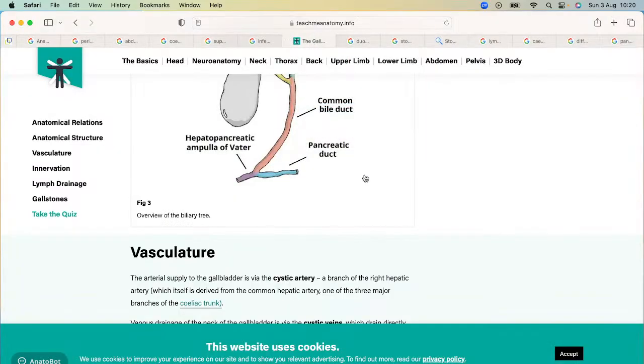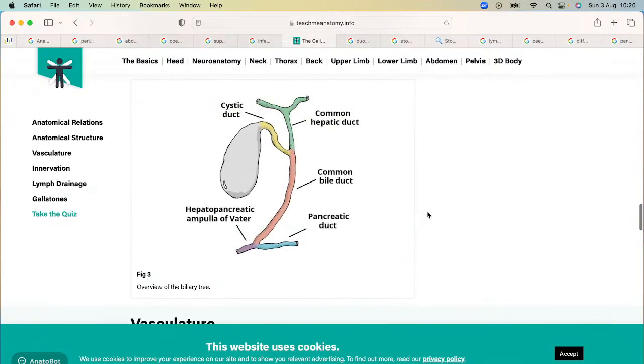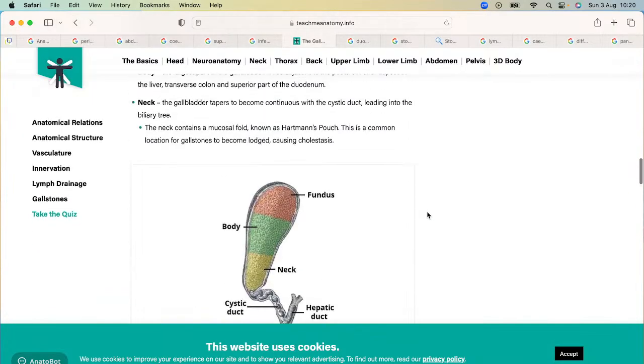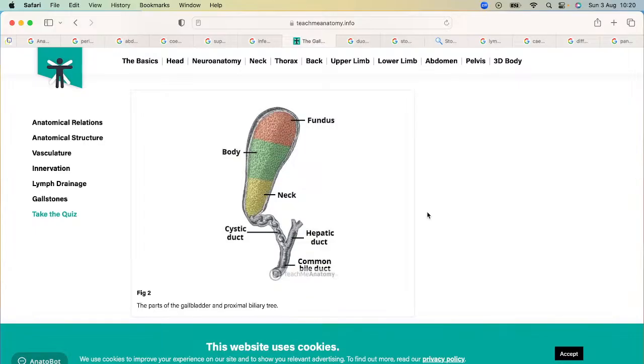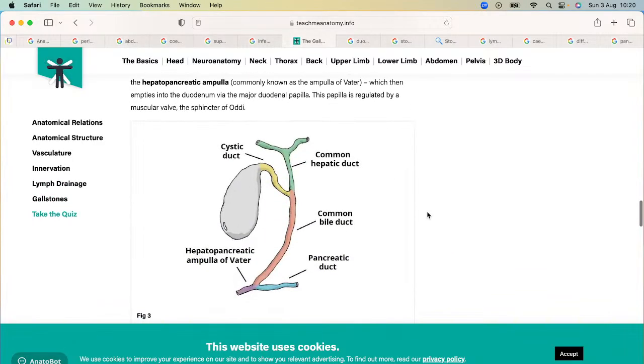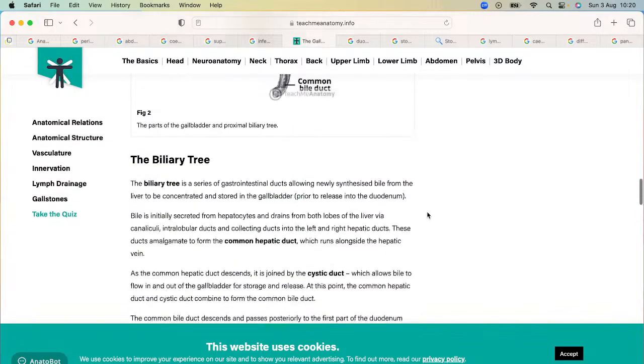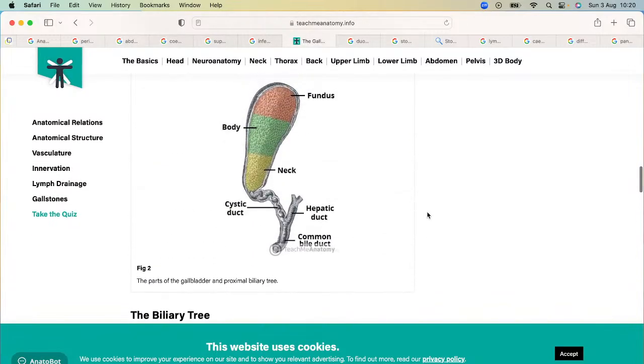Right, so now we are going to be looking at the gallbladder. So the first abdominal organ that we are going to be seeing. Now this is again another diagram that you should be familiar with. So both of these two diagrams together.